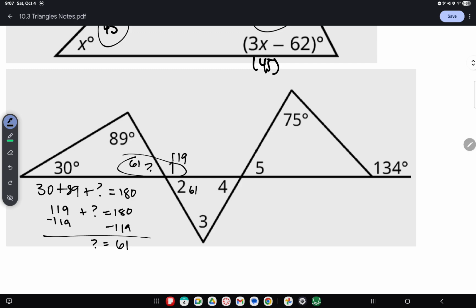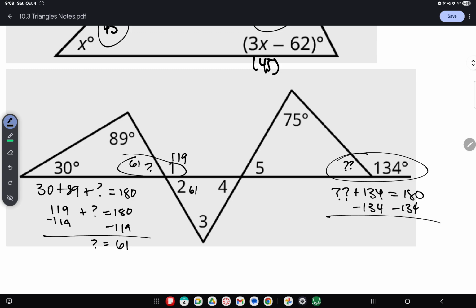So I can use either the theorem that angle 5 plus 75 is going to equal 134, or I can say, hey, these two angles make 180. So this can be 2 question marks. So 2 question marks plus 134 is 180. So subtract 134 from both sides. I get that double question mark is 46.